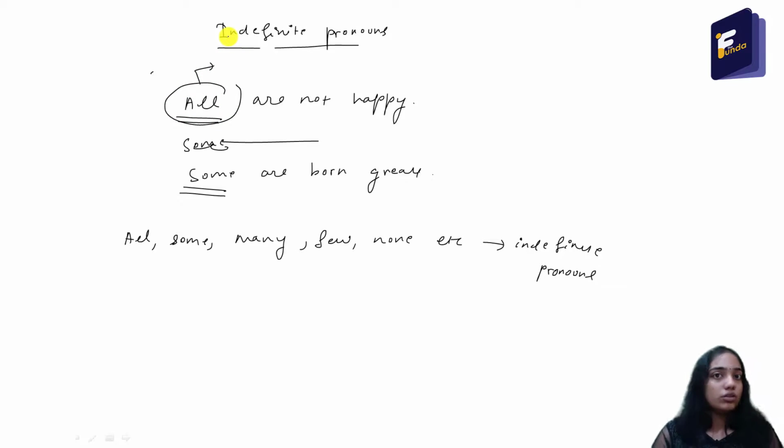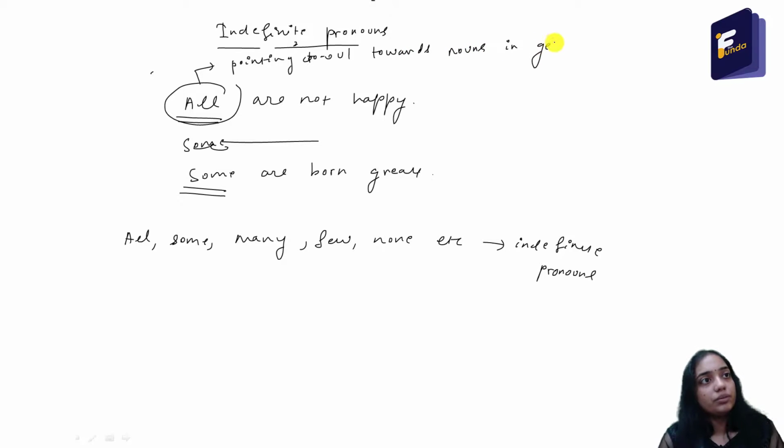So here all is an indefinite pronoun. It is a pronoun, that we are clear, and it is indefinite because it is not pointing out towards a particular noun. It is pointing out towards nouns in general, some persons or things in general, not a particular noun. So we know what an indefinite pronoun is.